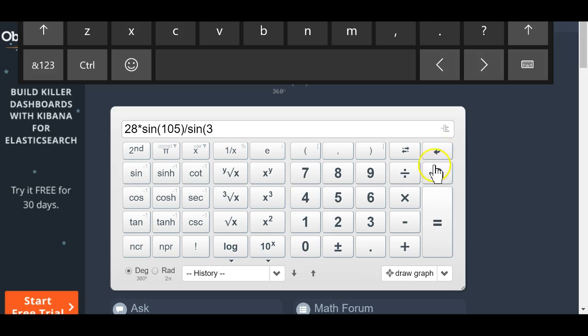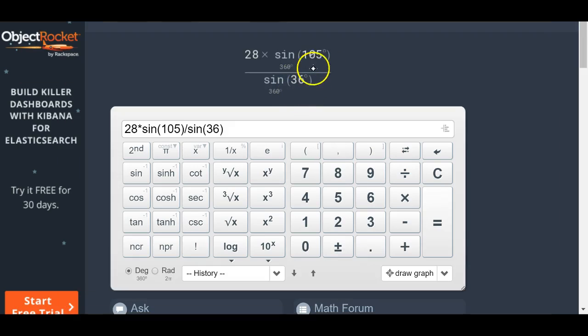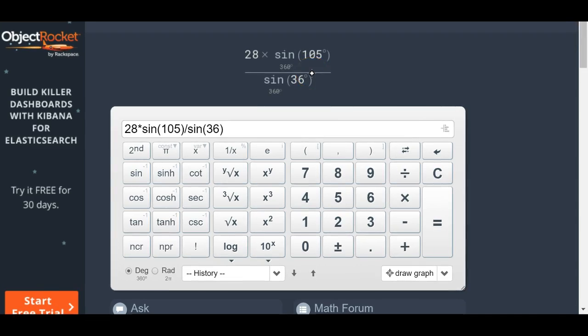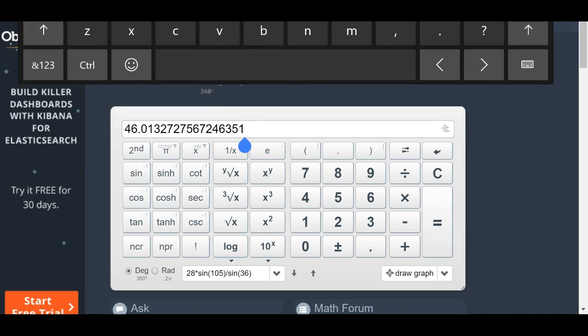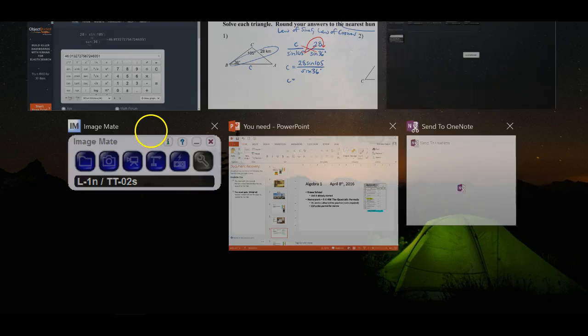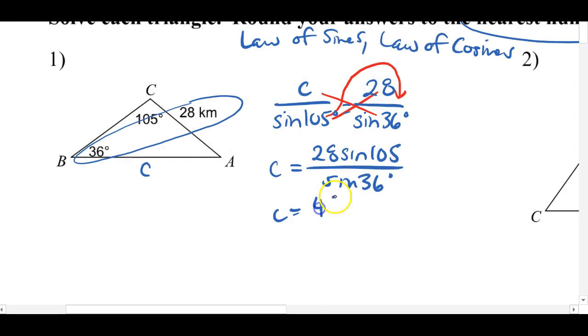You can backspace by clicking this little backspace button. 36, and then parentheses. What you'll notice is that up above, it sets it up for you, so you can see that you did it correctly and that it matches how I wrote it down. Go ahead and press enter, and I get 46.01, rounded to the nearest hundredth. That's side C.